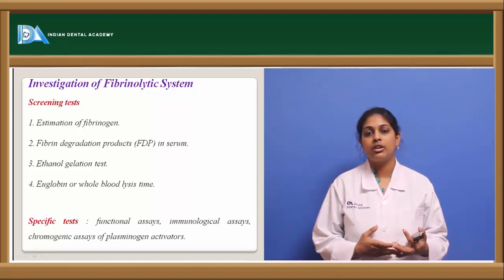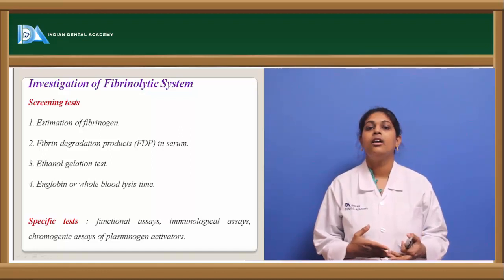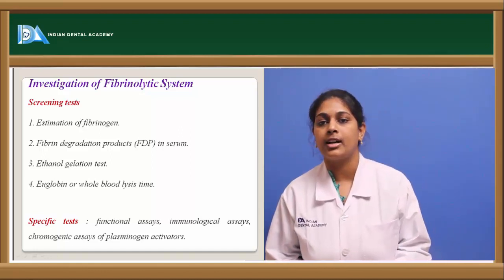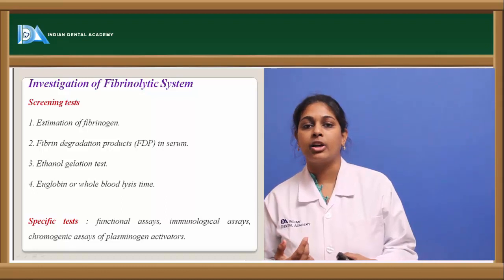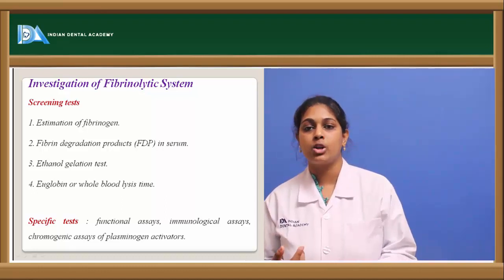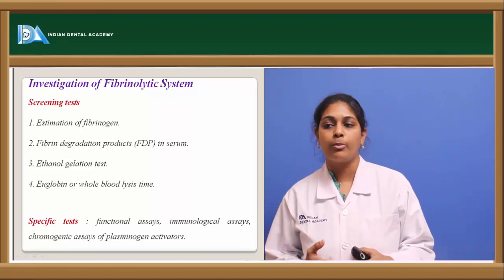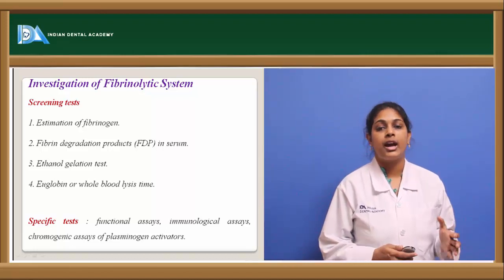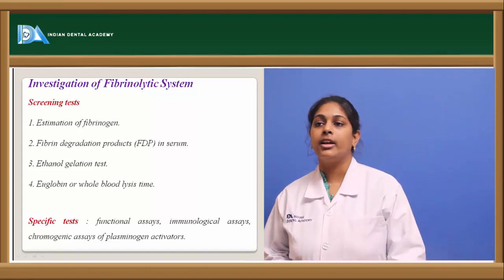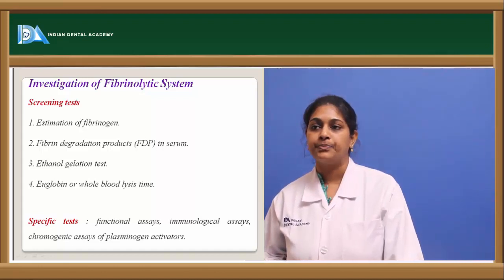It is done with certain functional assays with the help of ELISA, the enzyme linked immunosorbent assay, to identify the functional qualities of the fibrin. Other than that, certain immunological assays are also carried out, and chromogenic assays of the plasminogen activators are also done in investigations for the fibrinolytic system.